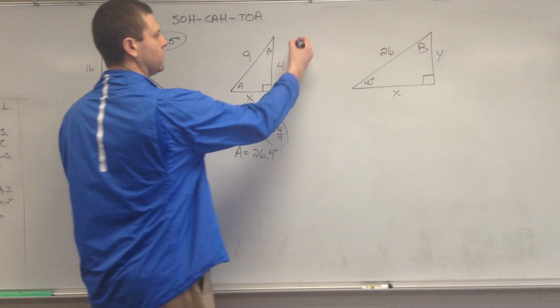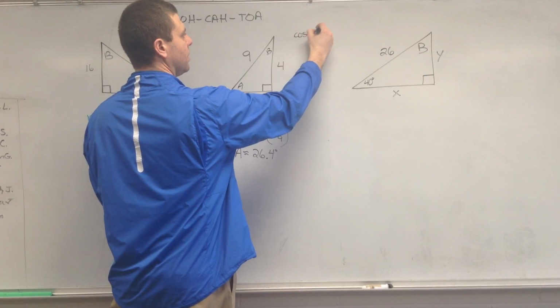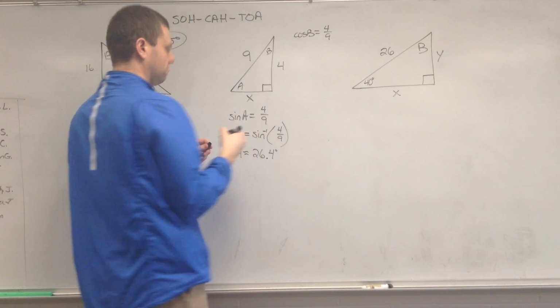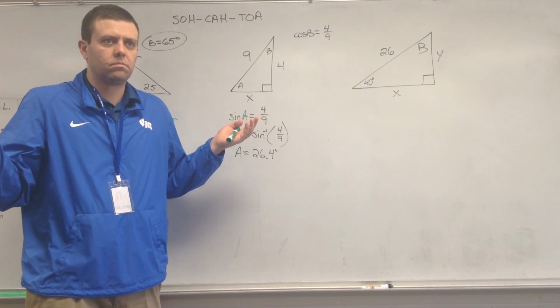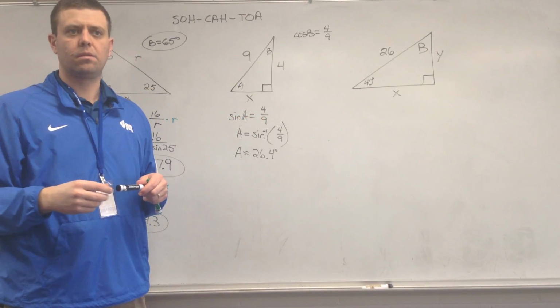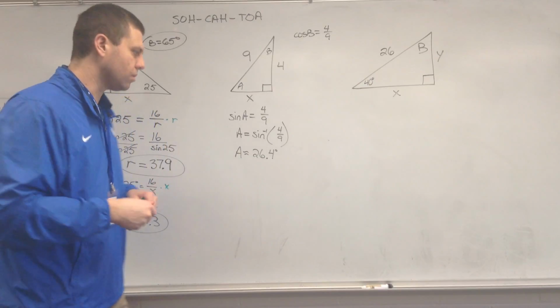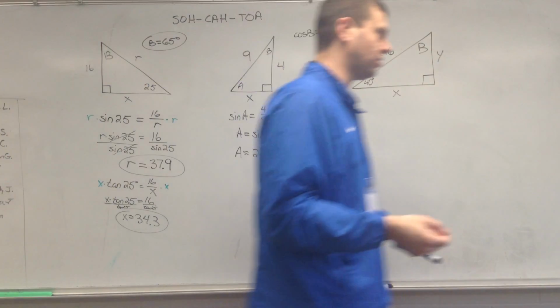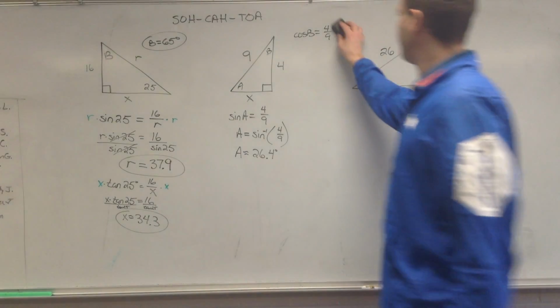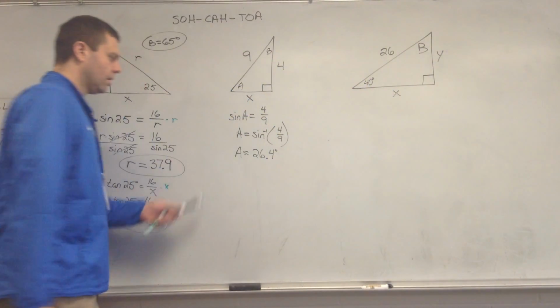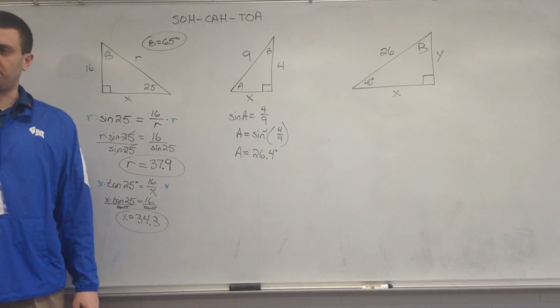What if I would have set up this equation: cosine of B equals 4 over 9? You still do the inverse, it's just inverse cosine. You have to be in degree mode because we want to get our answer in degrees. We're not in advanced math or calculus. So angle A is 26.4 degrees.